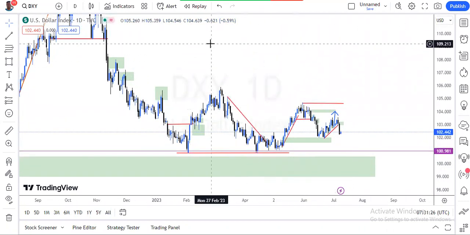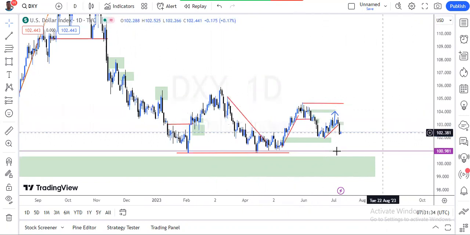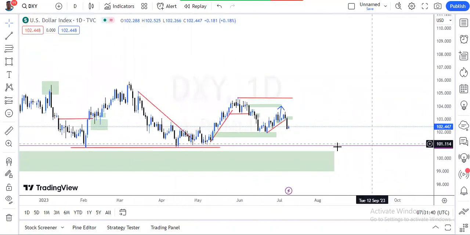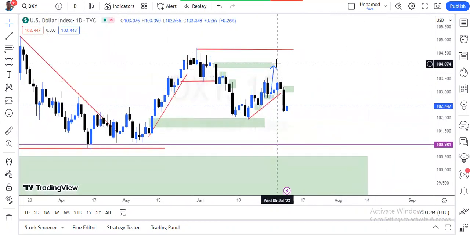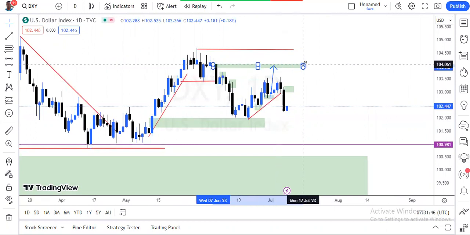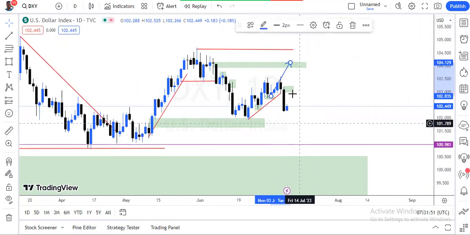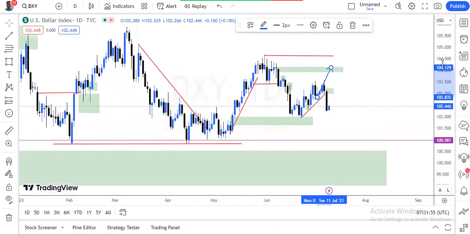Today we are going to add Euro AUD to the list of pairs we are going to be looking at today. So looking at this chart, you find out that last week we were expecting price to get to this box here. Yes, we were expecting price to first get here before this big move downward, but we didn't get that.